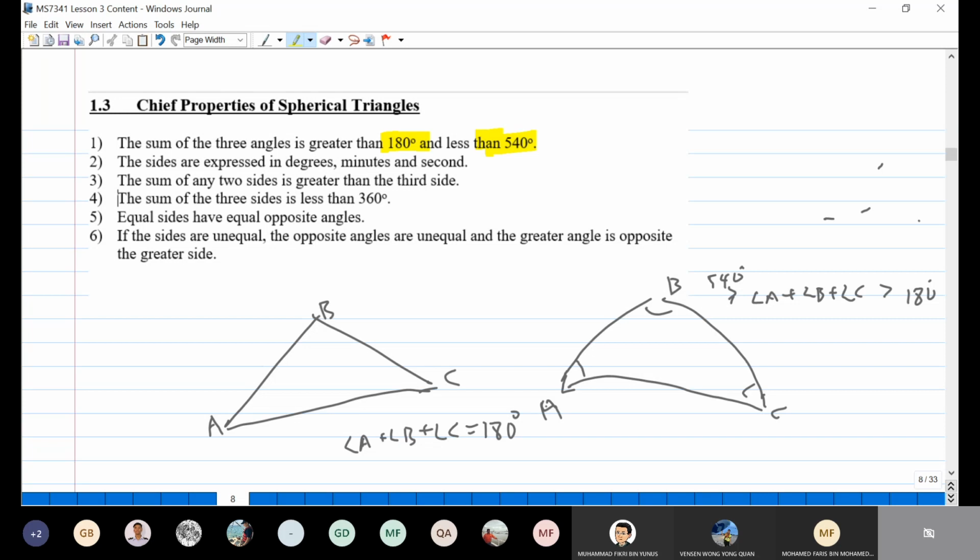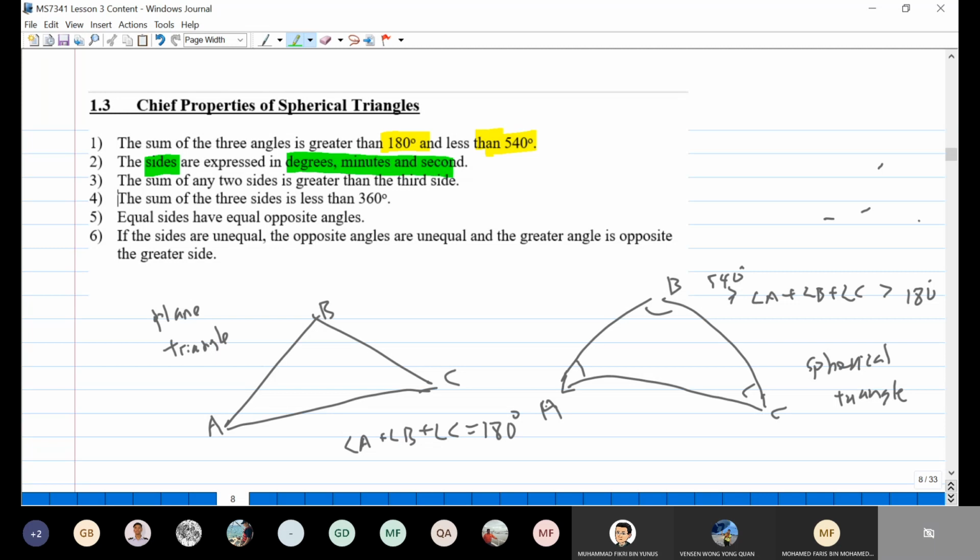The one on the left side is a plane triangle, which we are very used to. The other one on the right side is a spherical triangle. Then how about here? How do you measure the side or the length of the spherical triangle? The other thing is this: the sides are measured in degrees, minutes, and seconds.